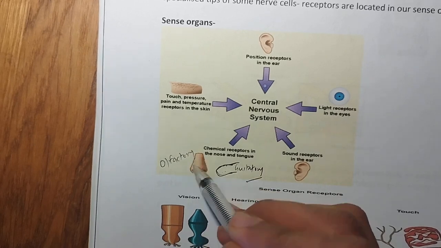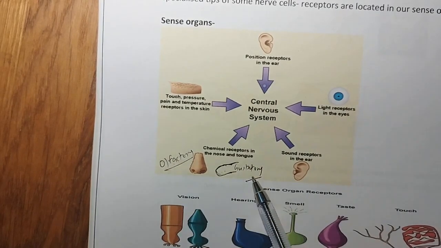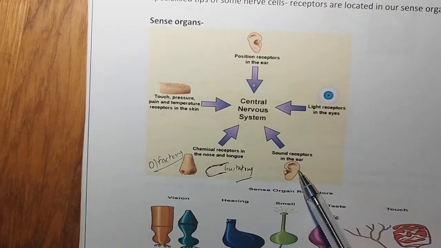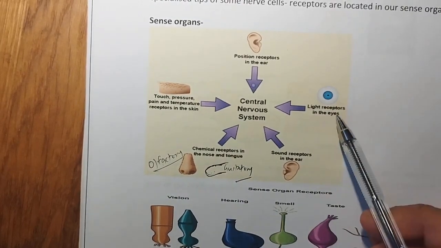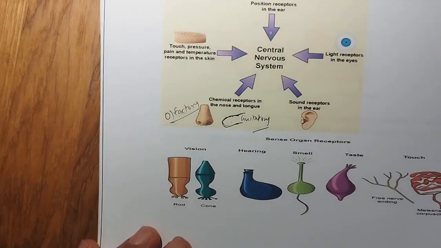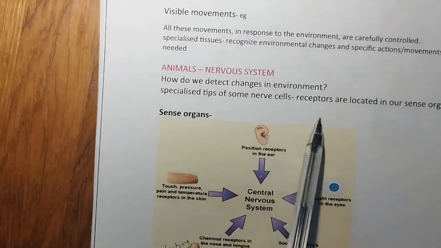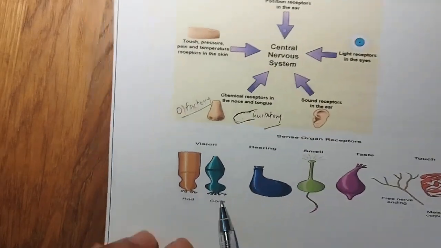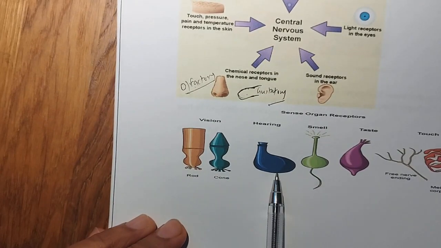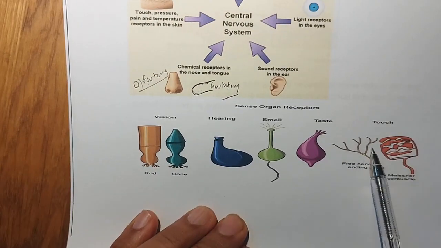Olfactory receptors are related to smell, odor, and gustatory receptors are related to taste. So these are chemical receptors, sound receptors in the ear, and light receptors in the eyes. These are different sense organs. The specialized tips of the nerve cells, that is receptors, that are located in these organs, look like this: vision, hearing, smell, taste, and the skin receptors.